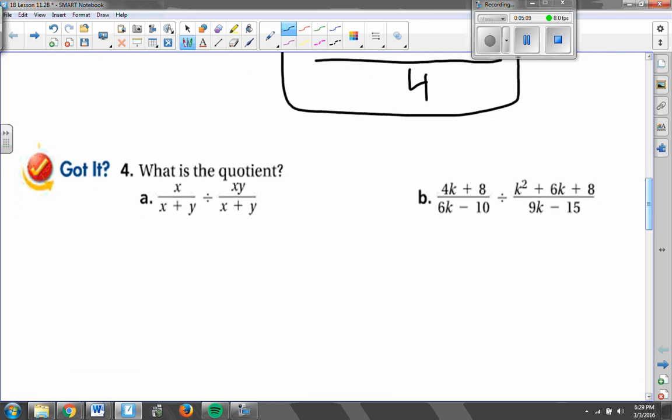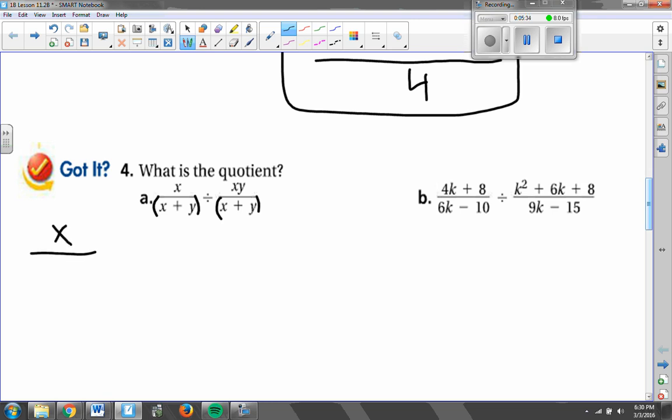If we look here at Got It number 4a, I have x over x plus y divided by xy over x plus y. I'm going to put my x plus y's in parentheses. Remember, I like to put parentheses around things that are added together. And then I'm going to flip that second fraction and change it to a multiply symbol, because that is my first step every single time I'm dividing two rational expressions.